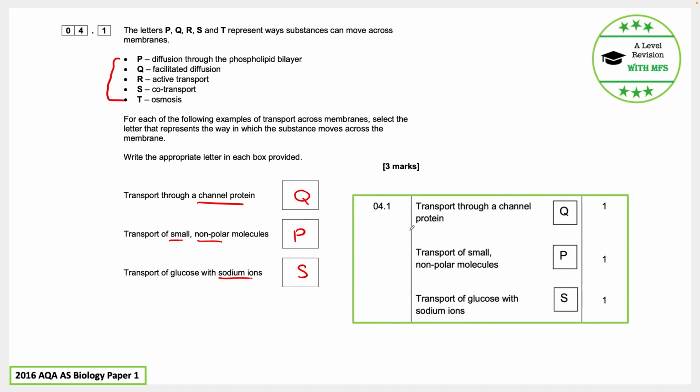And if I show you the mark scheme, it's really simple. You just get a mark for each correct answer. That's why it's 3 marks in total.